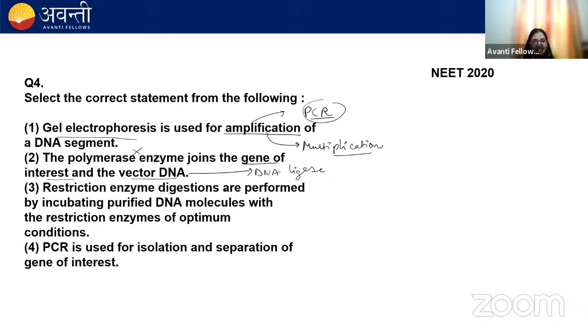Third says the restriction enzyme digestions are performed by incubating purified DNA molecules with the restriction enzyme at optimum condition. Yes, absolutely true. Fourth says that PCR is used for isolation and separation of gene of interest. No, PCR is used for amplification of gene of interest. So the correct option is 3. I hope it is clear to everyone.